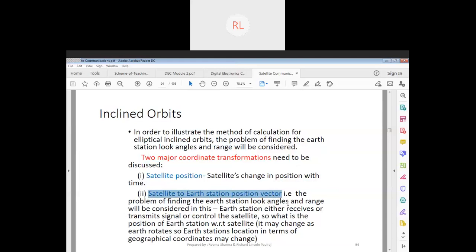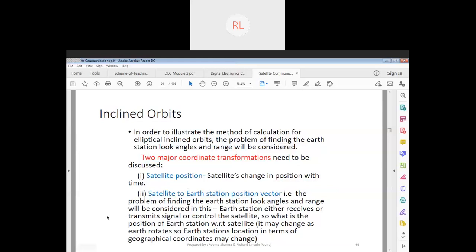In order to illustrate the method of calculation for elliptical inclined orbits, the problem of finding the Earth station look angles and range will be considered. So look angles and range, these two are important parameters if I have to calculate my inclined orbits.